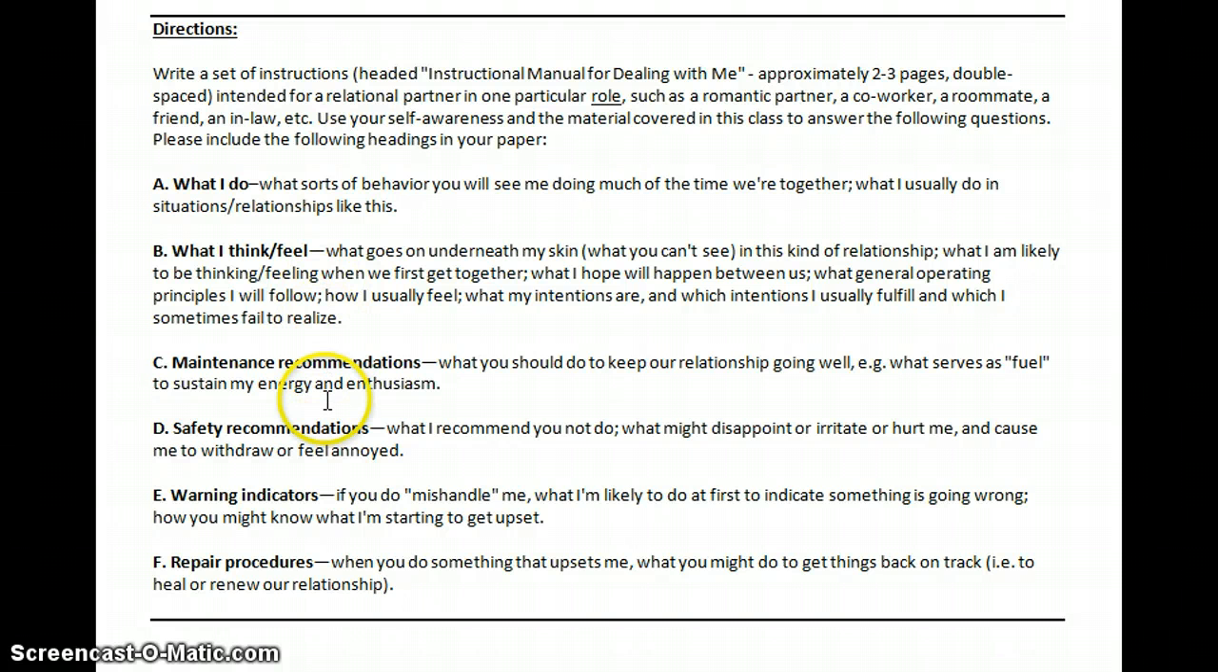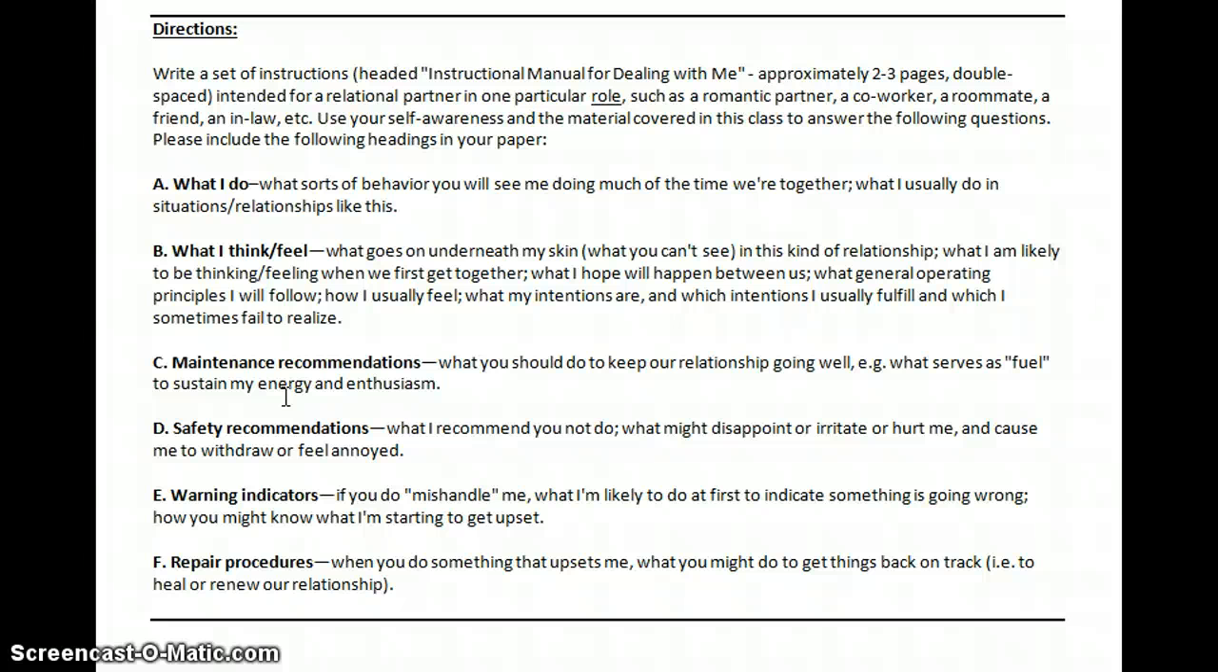The third section that you're going to write about is maintenance strategies. What you need to do, what that person, your relational partner, needs to do to keep that relationship going well. What are some of my expectations? What are some of the norms? What are some of the rules that I have for my relationships? What do we need to keep us on track? Underneath here, I also have what serves as fuel to sustain my energy and my enthusiasm.